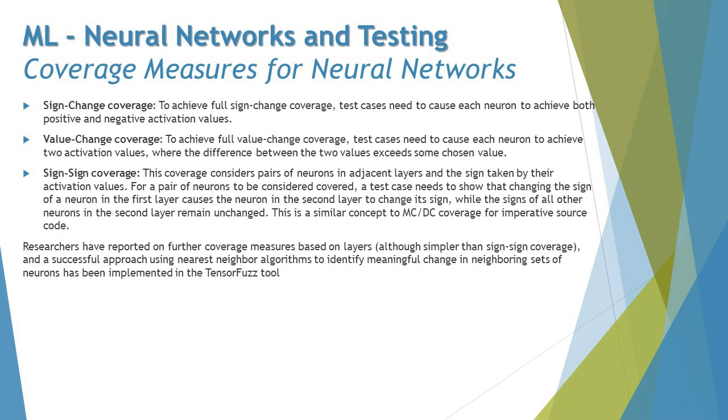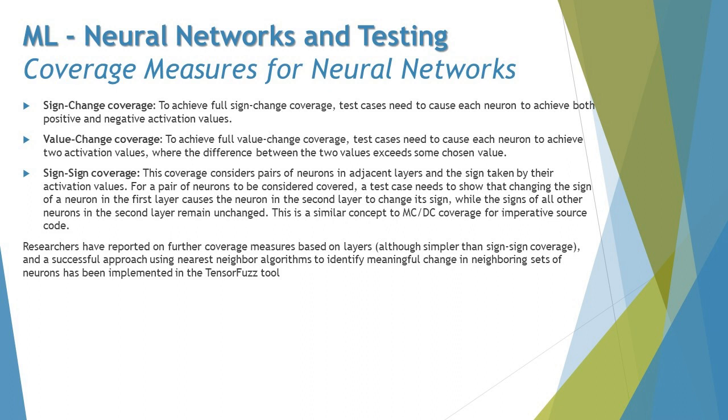This coverage considers pairs of neurons in adjacent layers and the sign taken by their activation values. For a pair of neurons to be considered covered, a test case needs to show that changing the sign of a neuron in the first layer causes the neuron in the second layer to change its sign. That is dependencies, more like integration, where you try to cover them in the best sequence possible, because the input of the previous neuron will certainly drive the output of the next neuron in terms of activation values. So sign-sign takes two adjacent neurons into consideration instead of standalone, because all the techniques we have covered so far talk about an independent neuron at a time. This one takes two neurons and validates them relatively, so pairs are considered. The change in the first neuron should result in a change in the next neuron.